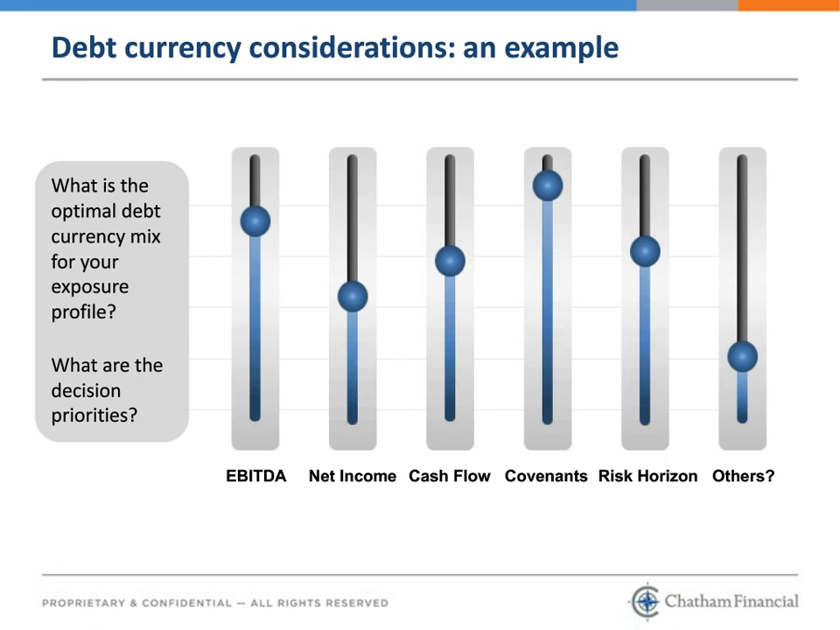This is easier to do if you're using the syndicated loan market and able to raise currency mix of debt directly. Also, ideally, you should have loan documentation that allows you to redenominate the currency mix of your debt easily if your EBITDA mix changes over time or as a result of M&A activity.